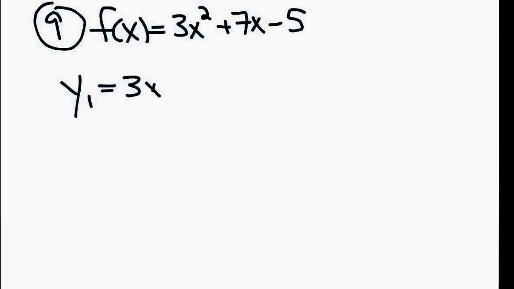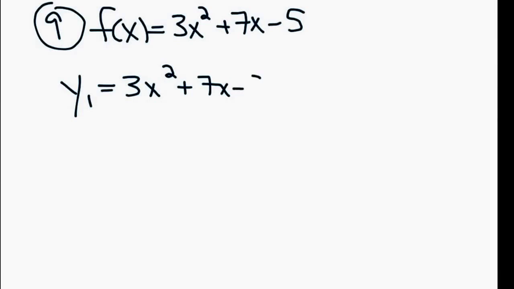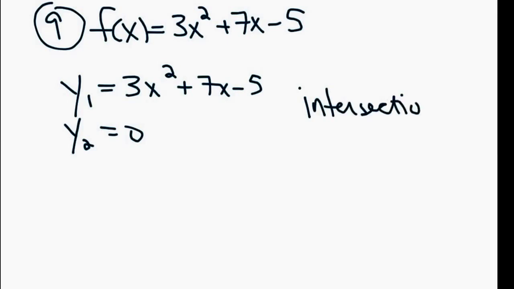Number 9 wants us to list the zeros of the function f of x is equal to 3x squared plus 7x minus 5, rounded to the nearest thousandth. Now, there are 2 ways of doing this. The one way of doing this is you could put your equation into y1 equals, and then put 0 into y2 equals, and find the points of intersection using the intersect function on the calculator. I'm not going to show the calculator here, so I'm going to do the problem the other way. You do not have to do it this way on the test. You can use the graphing calculator, that's fine.